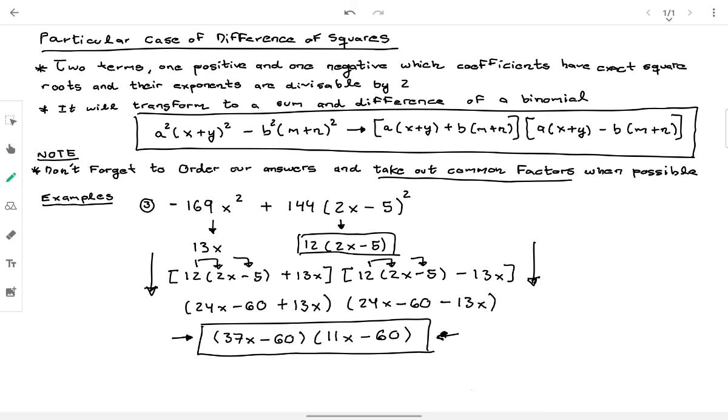So that's all for today's topic, which is called particular case of difference of squares.